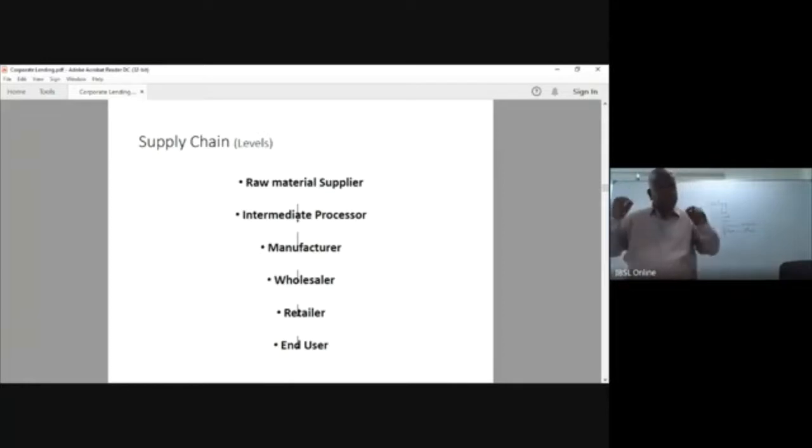The meaning of vertical integration is expanding the business from one level to the next level in the supply chain. If he goes backward, it is backward integration. If he goes forward, it is forward integration.